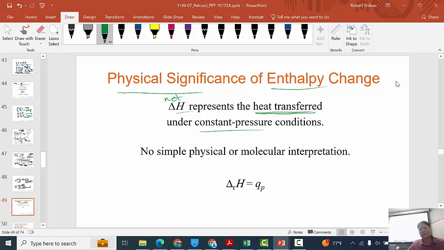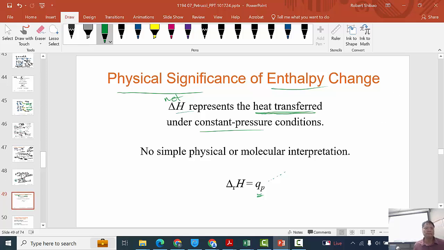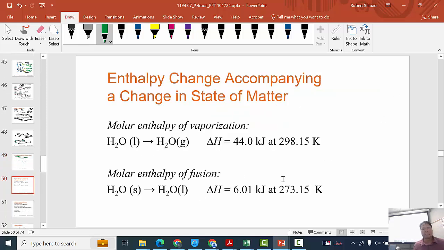Of course, we can try to convert it all into work, but due to thermodynamic inefficiencies, it's not possible to convert it entirely into work. But we can try to convert as much of this into work as possible, or leave it as heat. All right, and so this is going to turn out to be extremely useful in that sense.